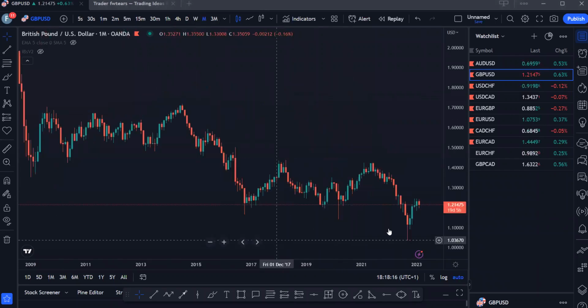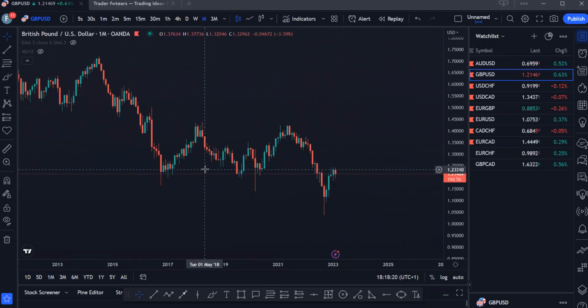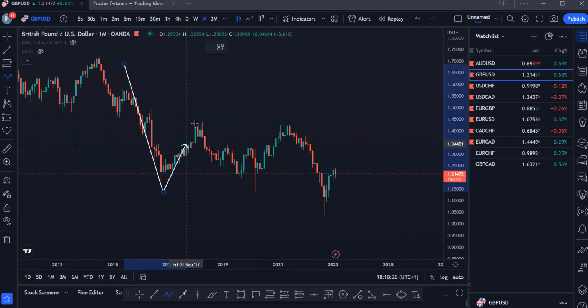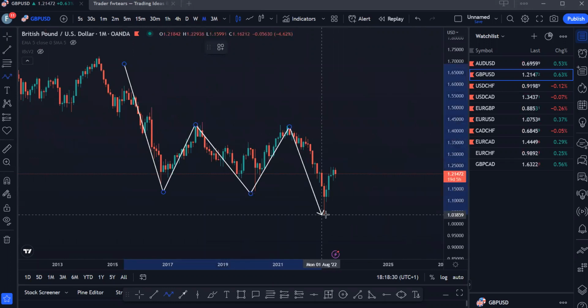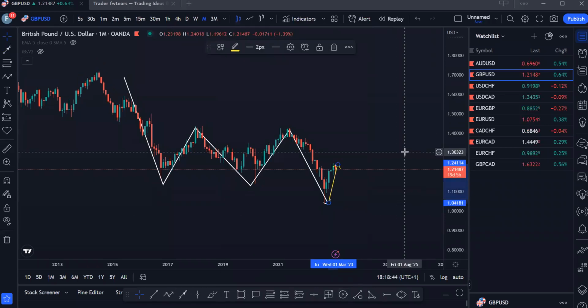If you check out the monthly, what can we see here? We can see that price is in an overall downtrend on the monthly. Let me just mark that out real quick. You can see price is giving us lower lows. Price is currently giving us a lower low, and then we're currently in a retracement, a pullback.